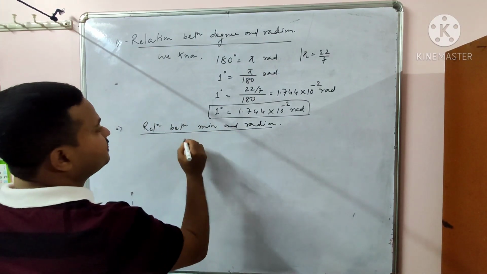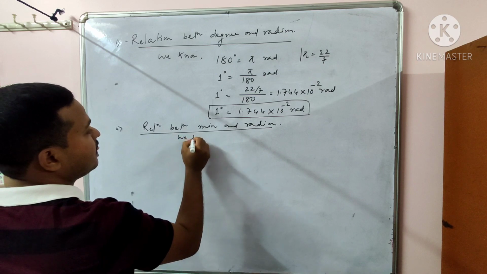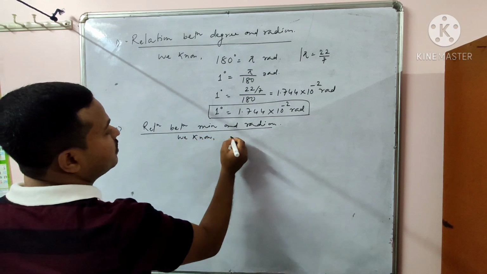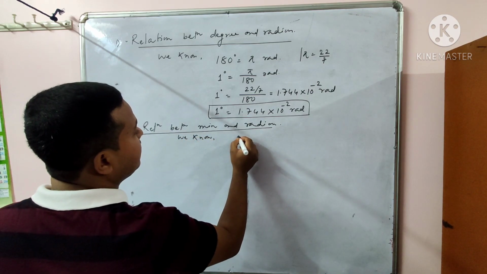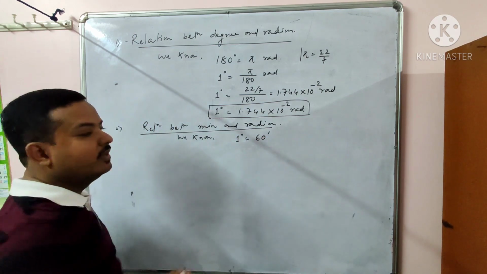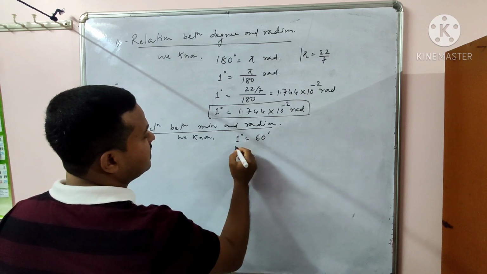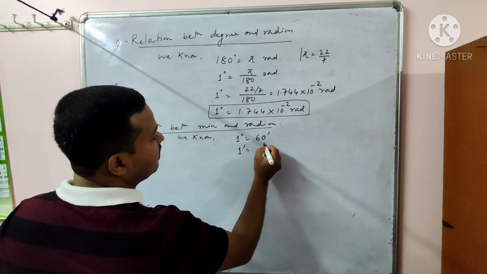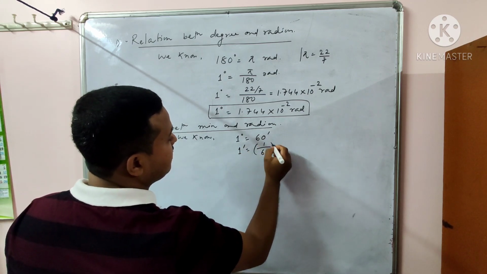Okay, so here you see, we know 1 degree means 60 minutes. This is the symbol of minute. 1 degree equals 60 minutes, so 1 minute will be 1 by 60 degree.